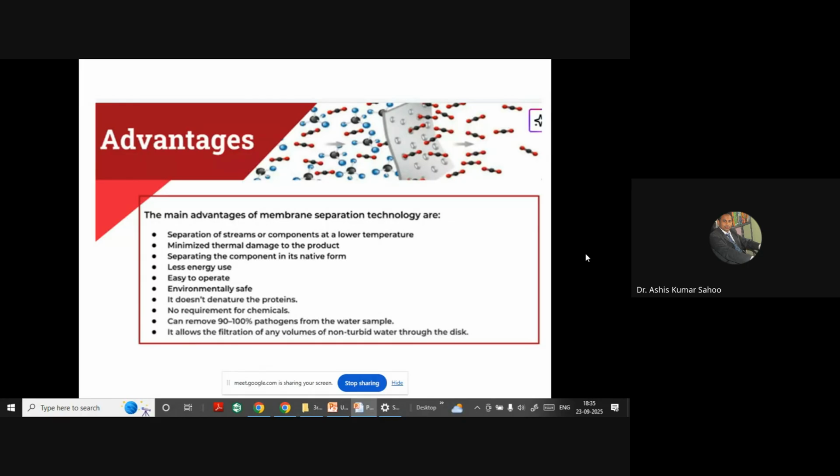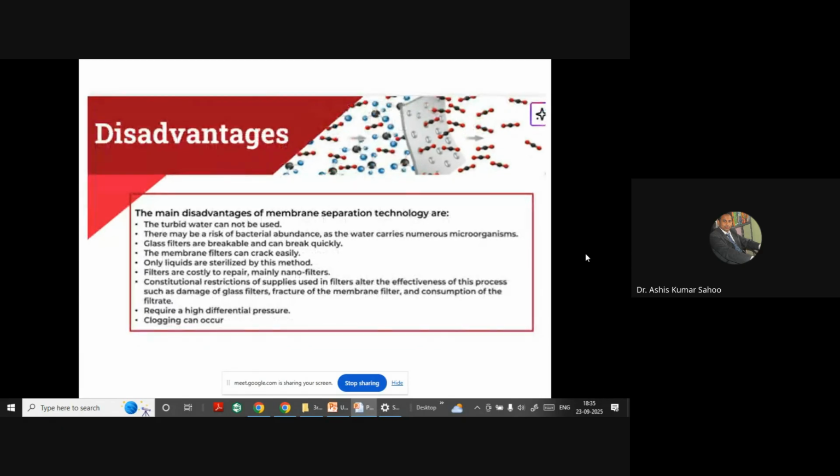Now the disadvantages. The main disadvantages of membrane separation technology are that turbid water cannot be used, there may be a risk of bacterial growth, the membrane filters are breakable and can crack easily, only liquids are sterilized by this method, and filters are costly to repair. So these are the different disadvantages.